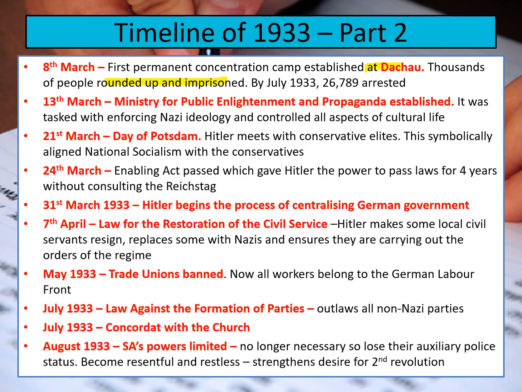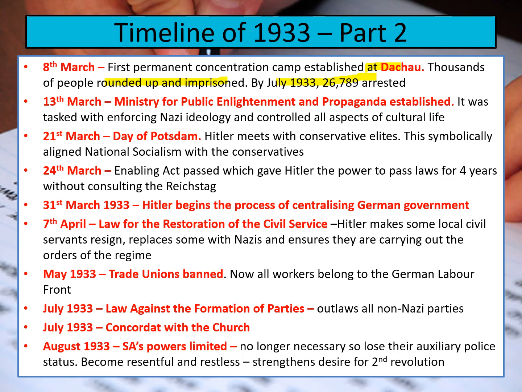For instance, they've arrested 10,000 people within 2 weeks of that law being passed. And by the time we get to July 1933, a few months after, they've arrested 26,789 people. Obviously, the large majority of those are left-wing, particularly the communists, but also some socialists as well.